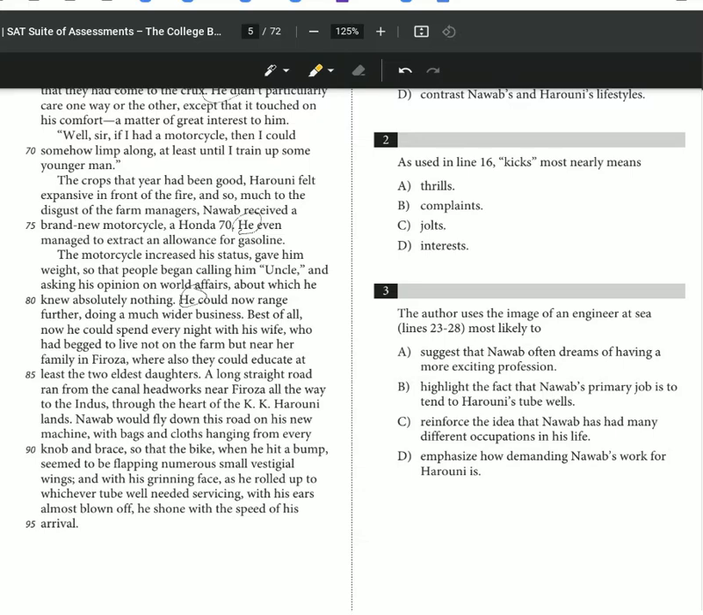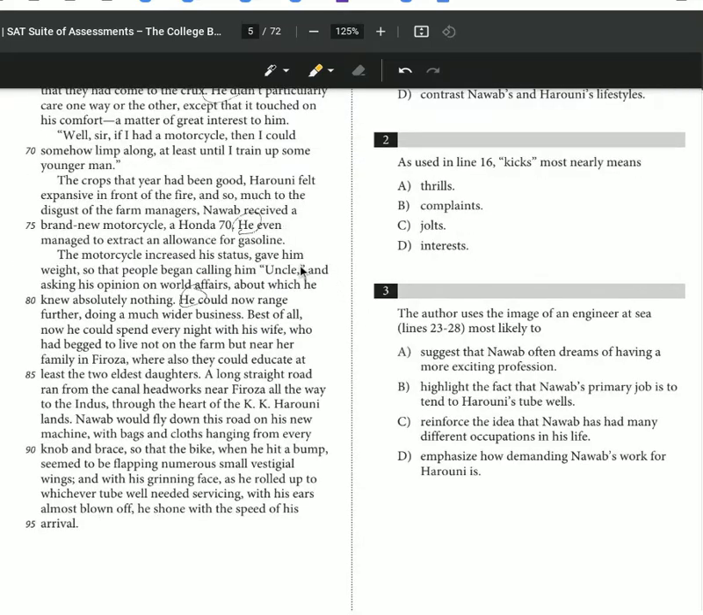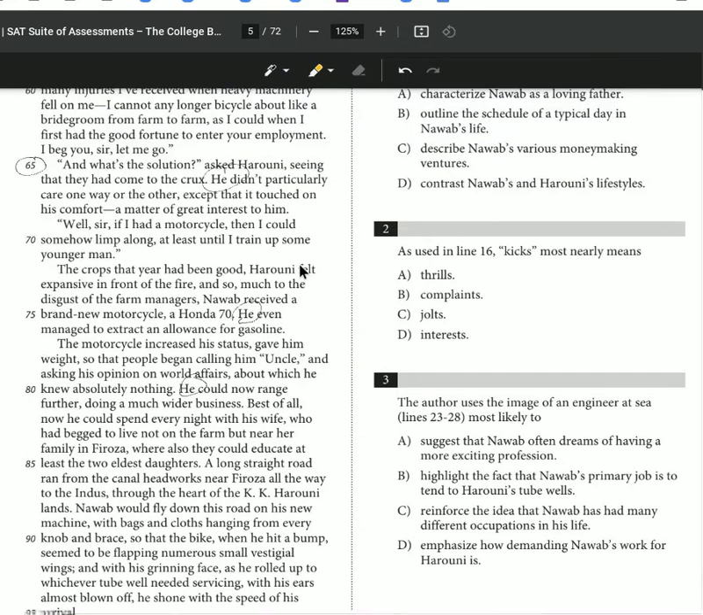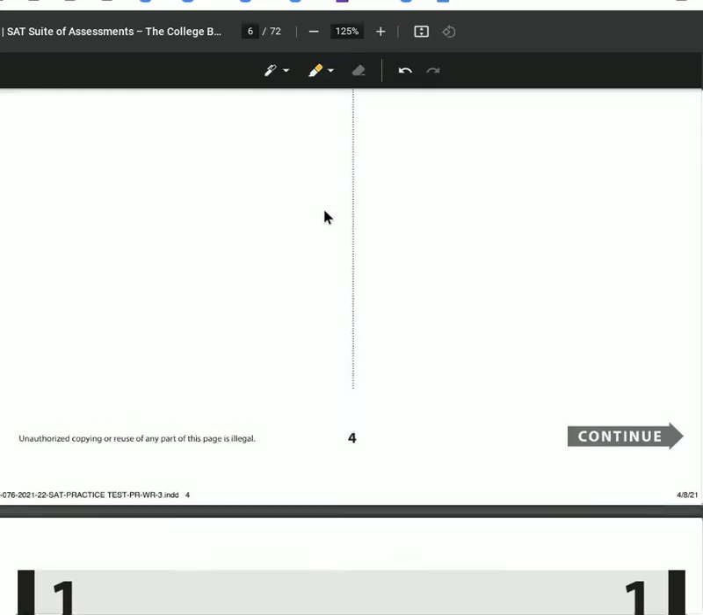So we can conclude that only B actually might support why Haruni gave Nawab a motorcycle. So that is the answer for number 8, is B. So just to read that again, it's talking about Haruni. He didn't particularly care one way or the other, except that it touched on his comfort, a matter of great interest to him. So now let's go back to question number 7, up here.